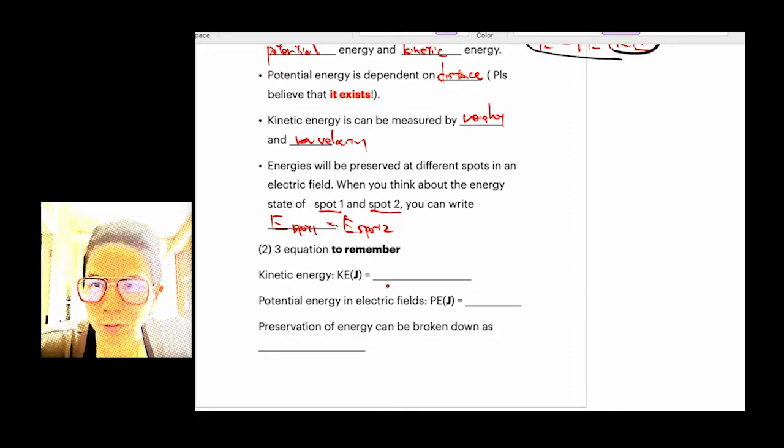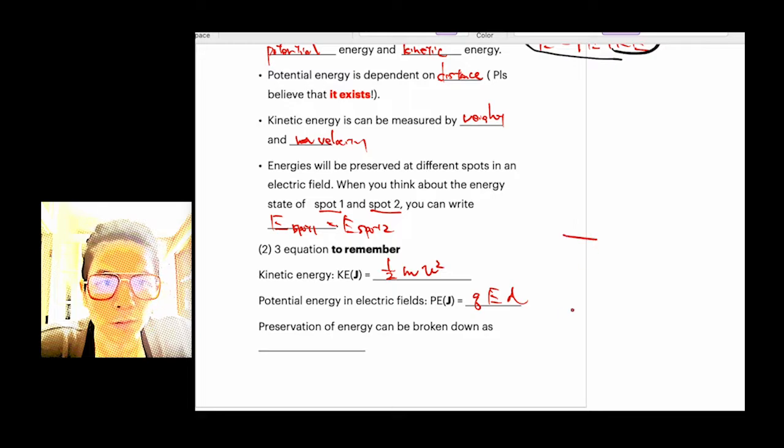The first equation you have to remember is how to calculate the kinetic energy. The kinetic energy is calculated in joules, and the equation is one half times m times v squared, where m is mass and v is velocity. This is a pretty simple equation. The second one is how to calculate potential energy, which is also a simple equation: QED, where Q is charge, E is the electric field, and D is distance.